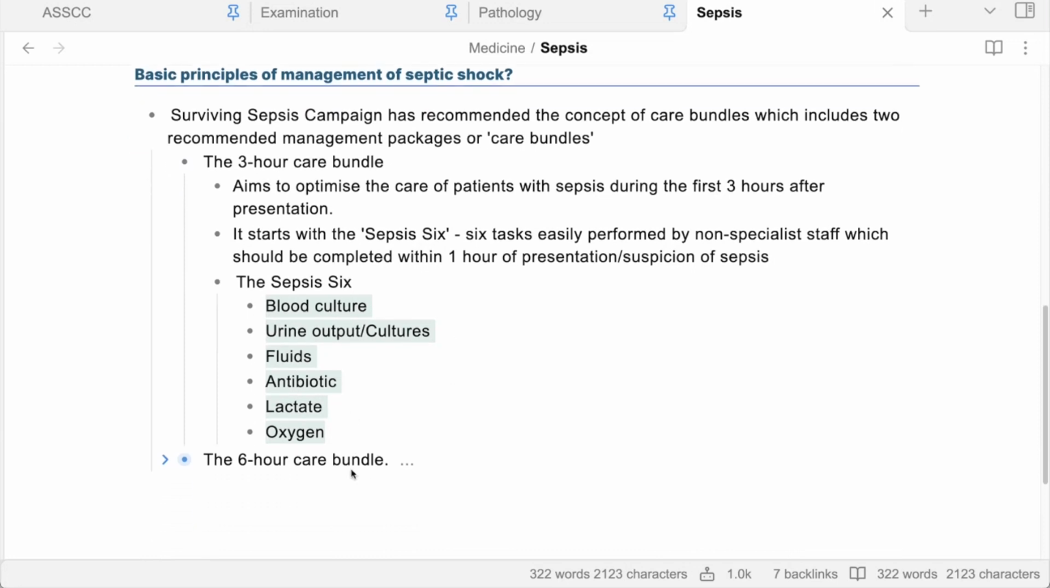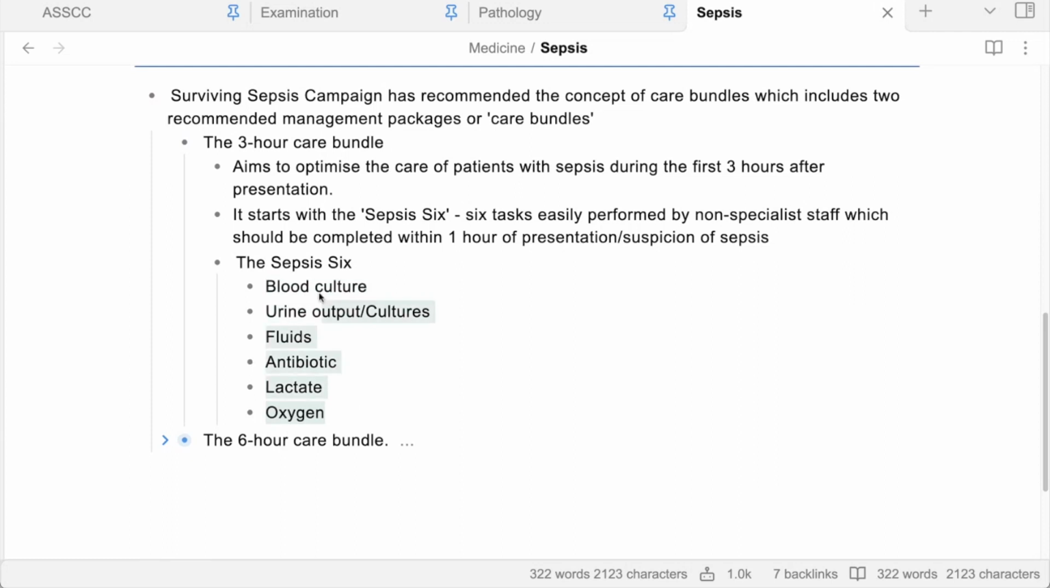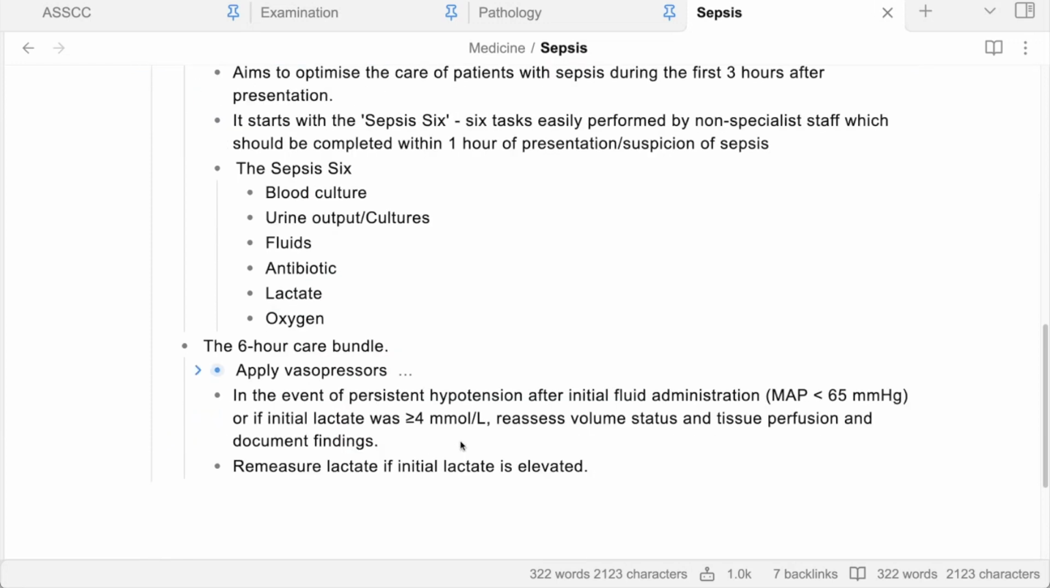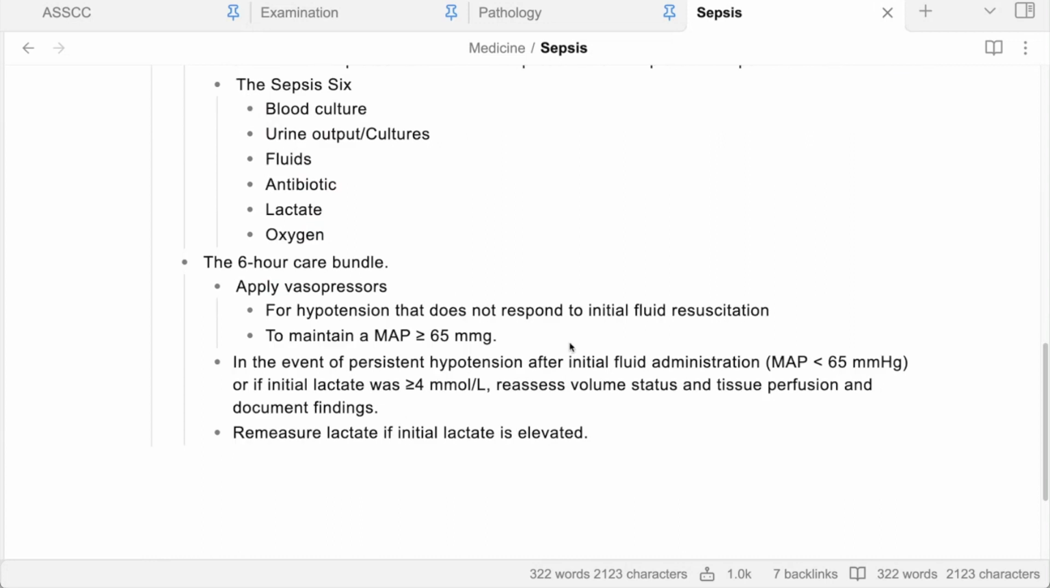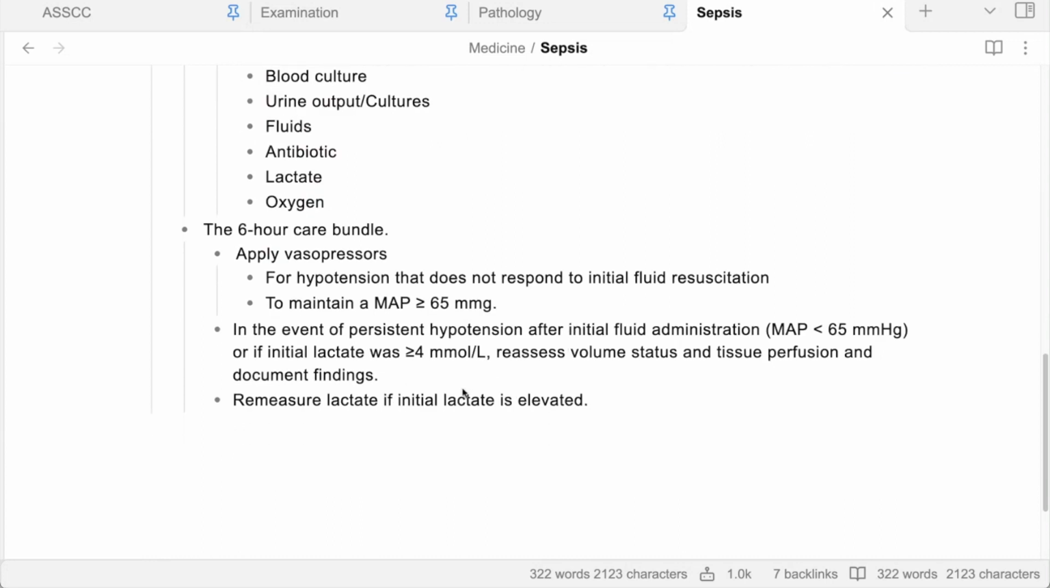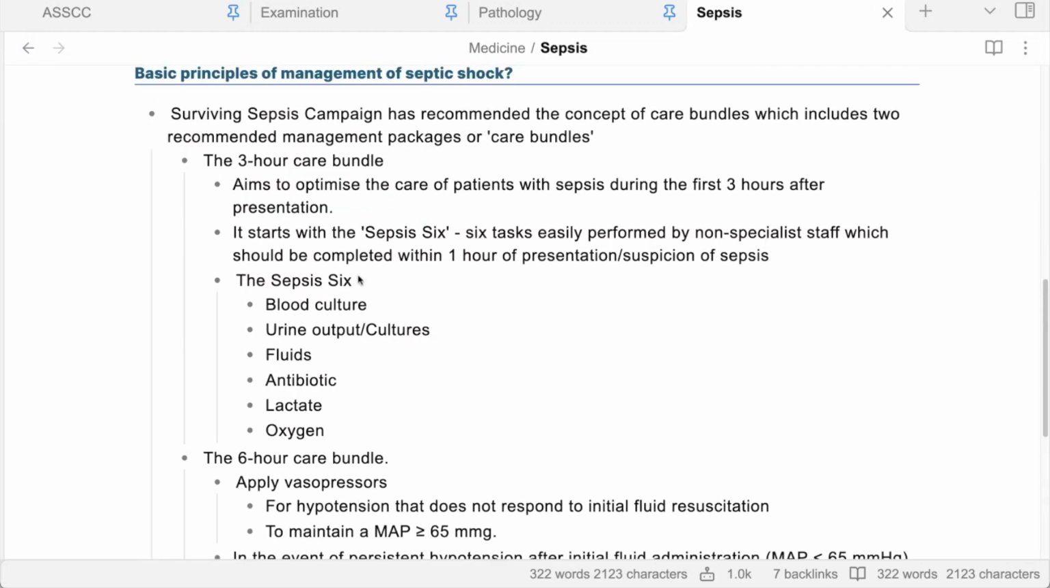The 6-hour bundle is basically at this stage, the patient needs to be reviewed by a senior doctor, and this needs to be started. We need to take blood cultures and bloods and everything and send them urgently. The patient needs to have the antibiotic within 1 hour of the presentation. Okay? For the 6-hour bundle, if the patient is not responding to treatment, you need to apply vasopressors to keep the mean arterial pressure more than 65 millimeters of mercury. And remeasure the lactate and check if the patient is responding.